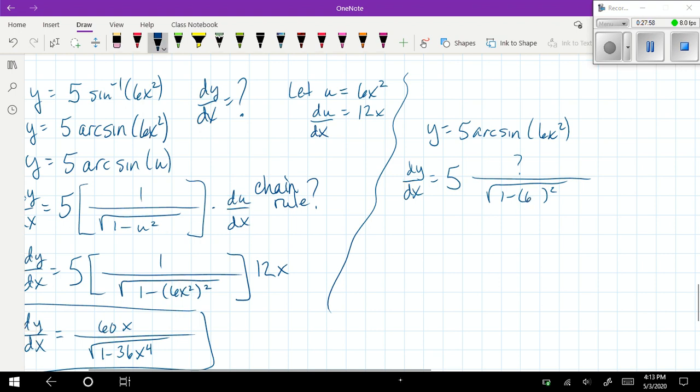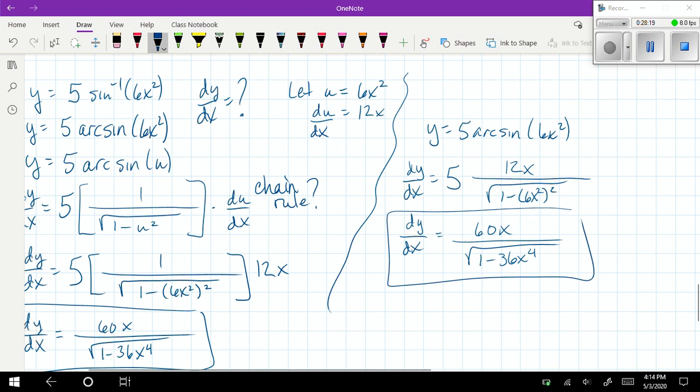So what am I putting down here? Hopefully you know it's just automatically 6x squared, and the derivative of 6x squared is 12x. And I'm done. I can go a little further and simplify if I want to, but this is just going to give me 60x over the square root of 1 minus 36x to the 4th. Look how fast that really is. I want you to understand what the chain rule is doing, but you can pretty much hit that chain rule right in your head and put it right on top.